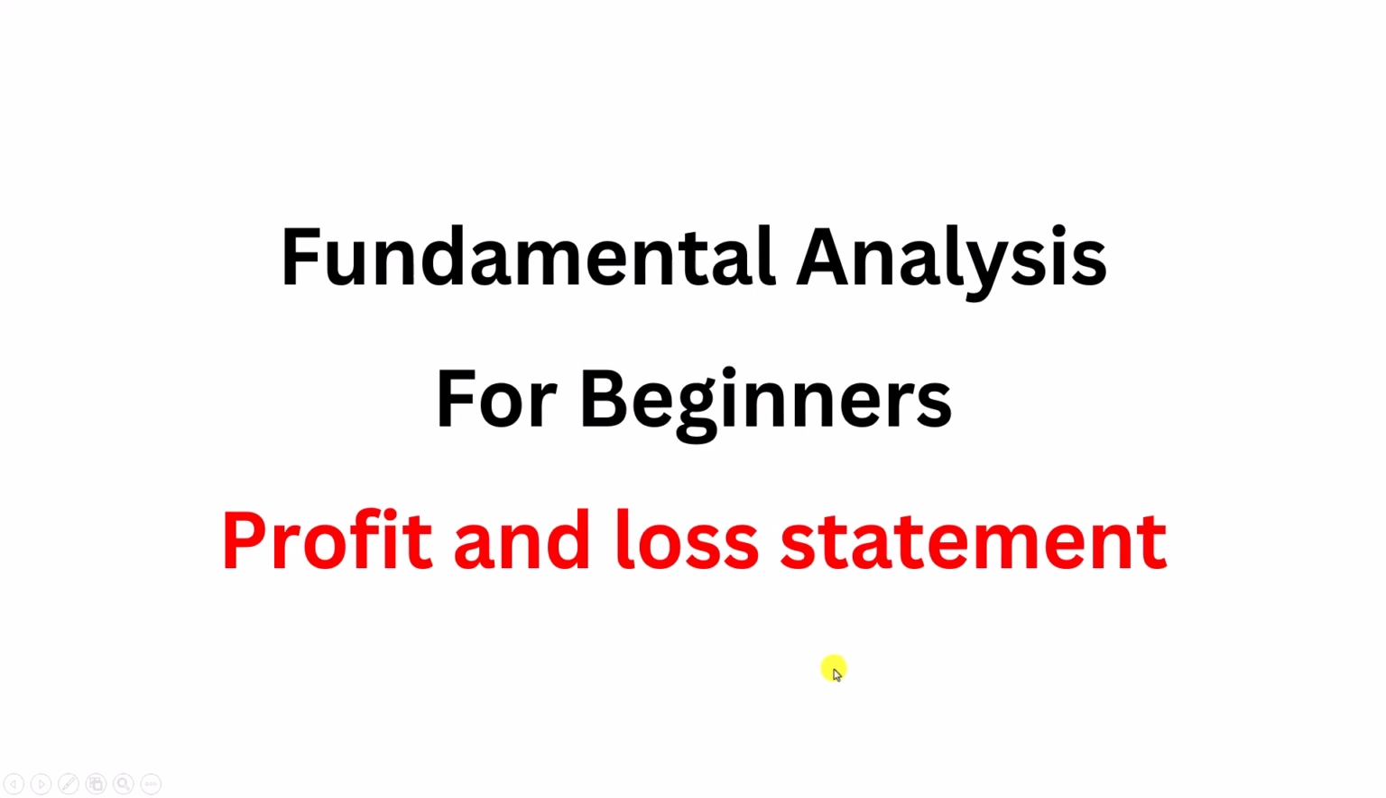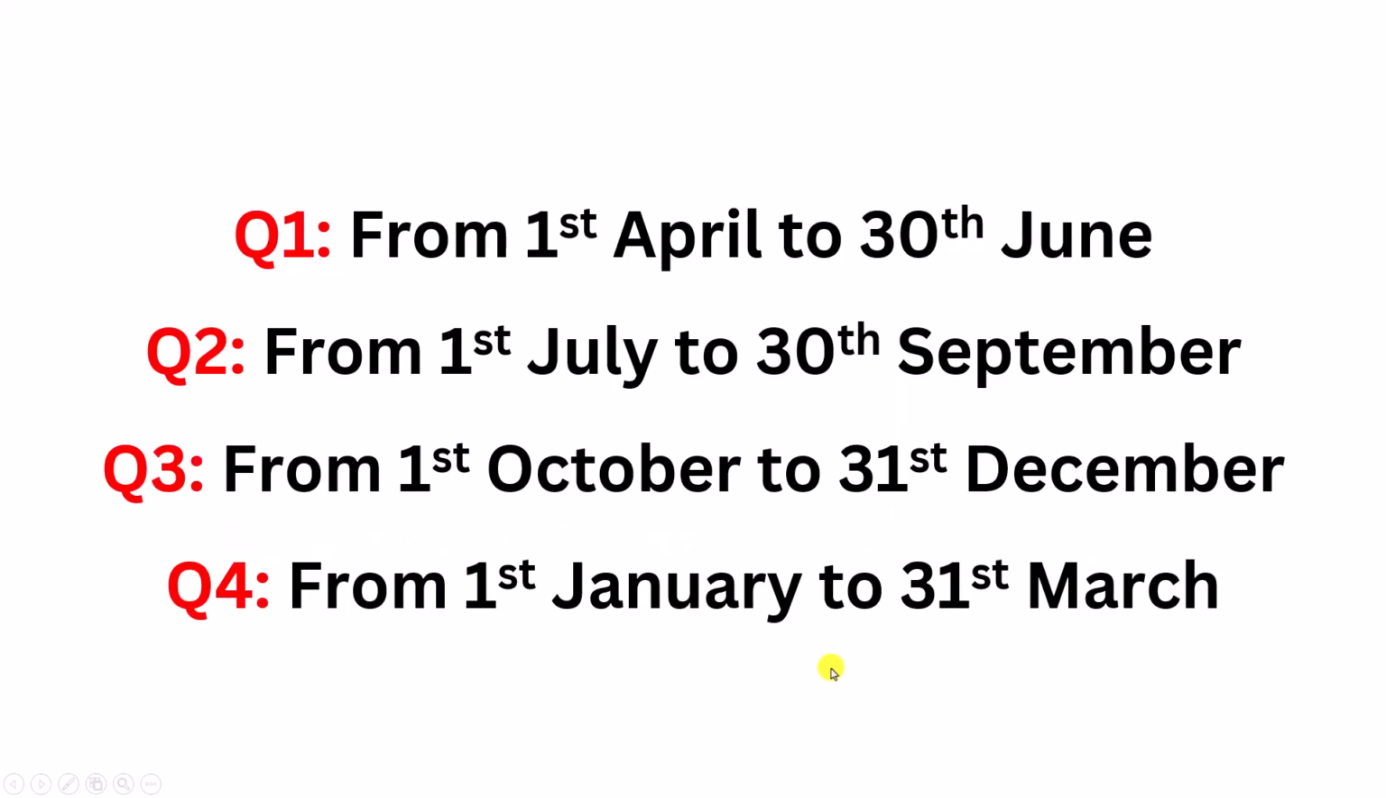Now, before we do that, I want you to know about quarters. We have 4 quarters in a financial year. First quarter is from 1st April to 30th June. Second quarter is from 1st July to 30th September. Third quarter is from 1st October to 31st December. And the last or fourth quarter is from 1st January to 31st March.